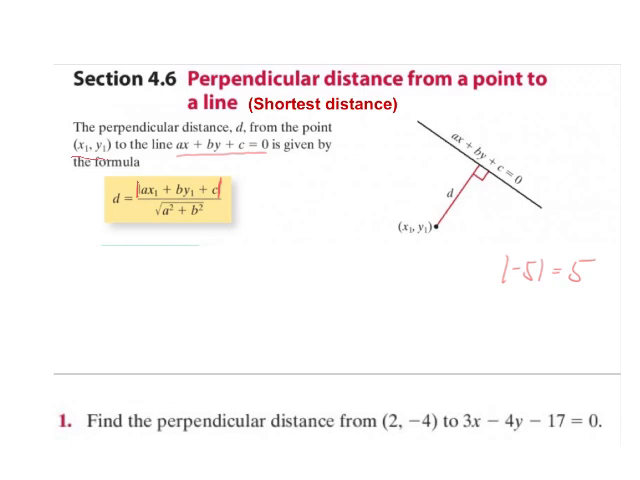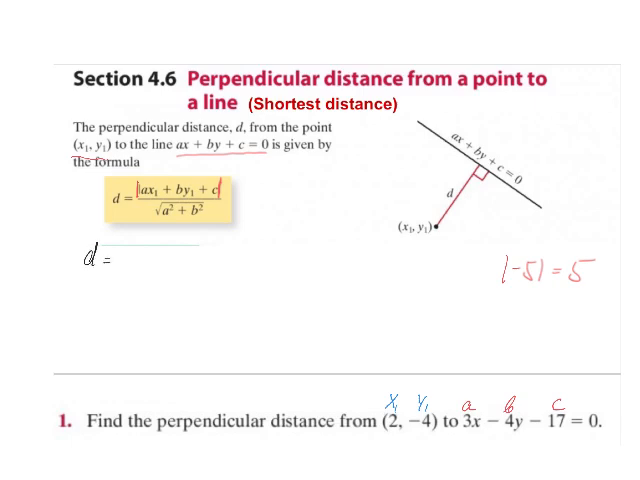We start by labeling. So 2 and minus 4 is the point. So find the perpendicular distance from 2, minus 4 to 3x minus 4y minus 17 equals 0. So we label the 2 is our x1, the y1 is minus 4. And then we have the 3 is A, the minus 4 is B, minus 17 is C. So we now put that together.